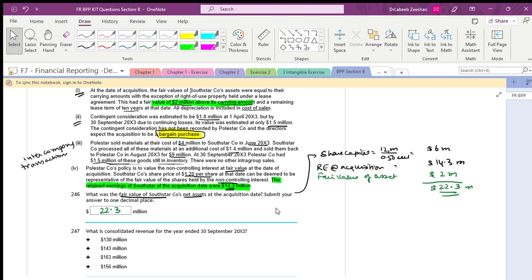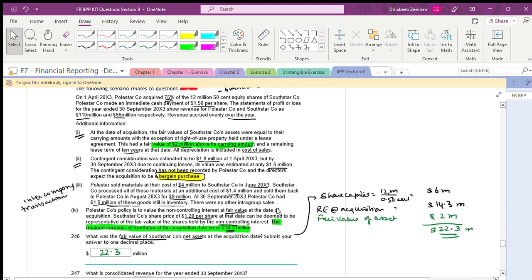What is the consolidated revenue? Okay, consolidated revenue. How much is the consolidated revenue? Again, we have to see what is the parent revenue. 110. Is it right? How much is for the subsidiary? 66 million. Fine, 66 million. Now you see the things.